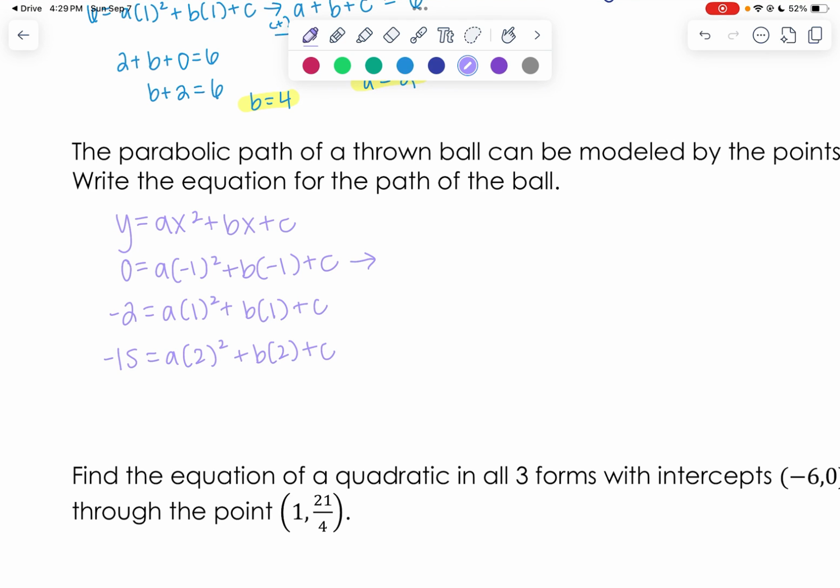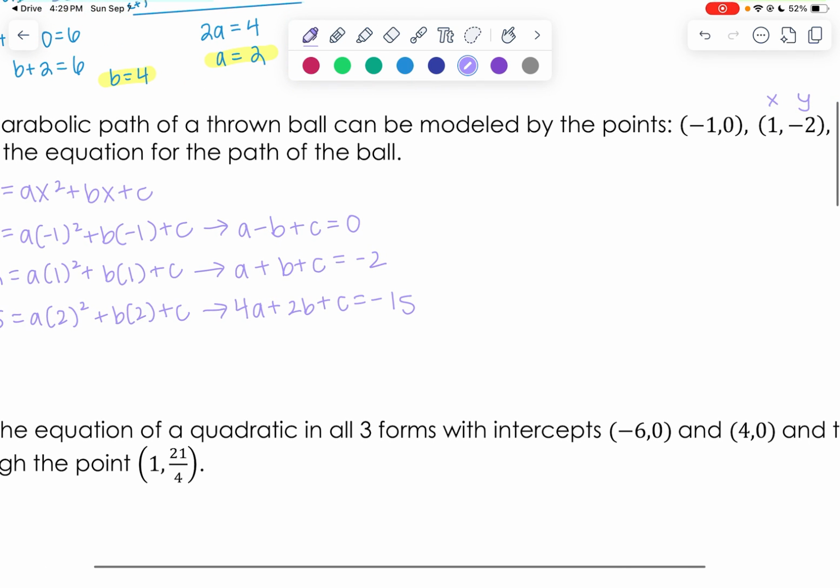Remember that anything squared should be positive. So negative 1 squared is just going to be 1. So that's just a, minus b, because the negative 1, plus c equals 0. This would become a plus b plus c equals negative 2. So I'm already kind of thinking ahead to this 3 by 3, and I'm catching that's going to eliminate. I'm going to be left with 2a plus 2c. Okay, but we'll deal with that in a second. And then right here, 2 squared would be 4a plus 2 times b, so plus c equals negative 15.